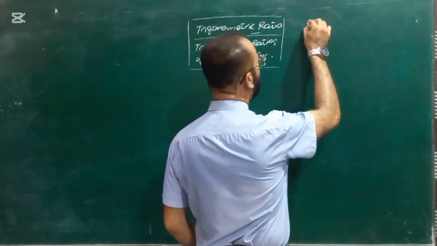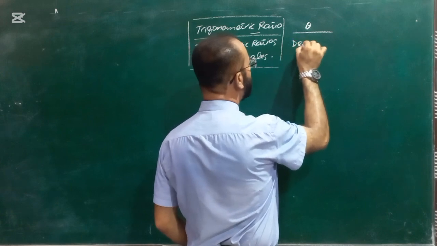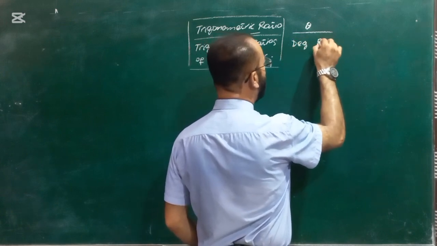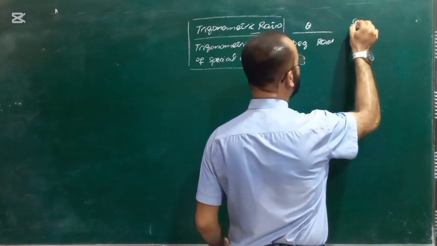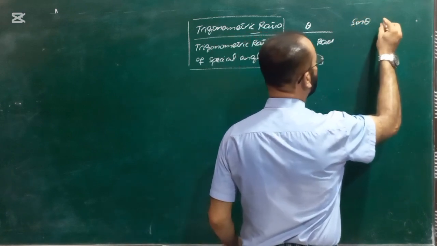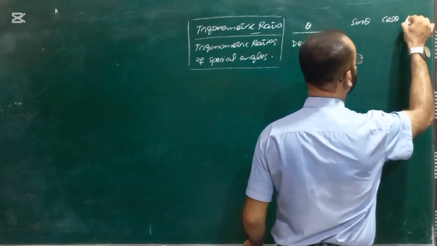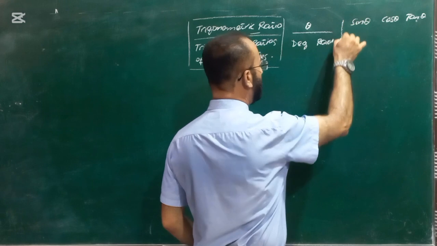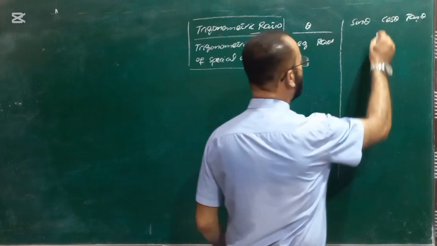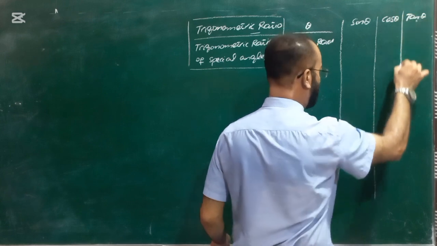So, here is theta, degrees, and radians. This is sine theta, cos, and tan. So concentrate. We are going to start. This is a very important topic.